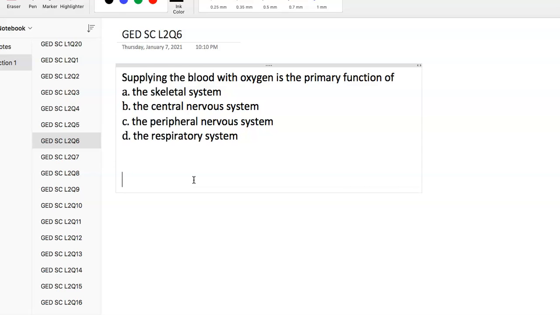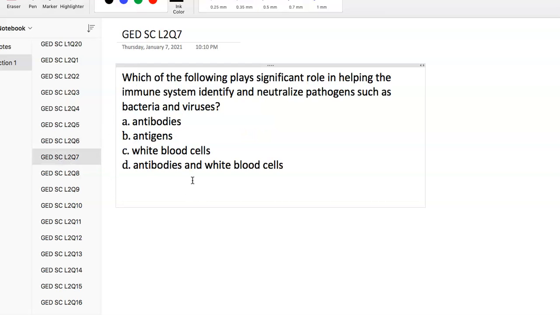Okay, supplying the blood with oxygen is the primary function of, and this is awfully similar to a question we already saw, the respiratory system. So the primary function of the respiratory system is to supply the blood with oxygen in order for the blood to deliver oxygen to all parts of the body. The respiratory system does this through breathing, as we have said previously, just a couple minutes ago. When we breathe, we inhale oxygen and exhale carbon dioxide. Given such a similar question showed up twice, it's probably important. It's something we should make sure we understand the basics of the respiratory system.